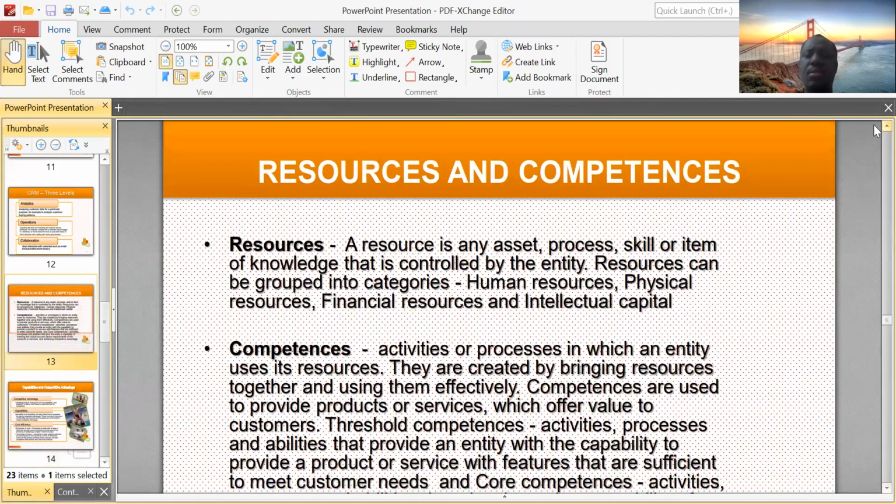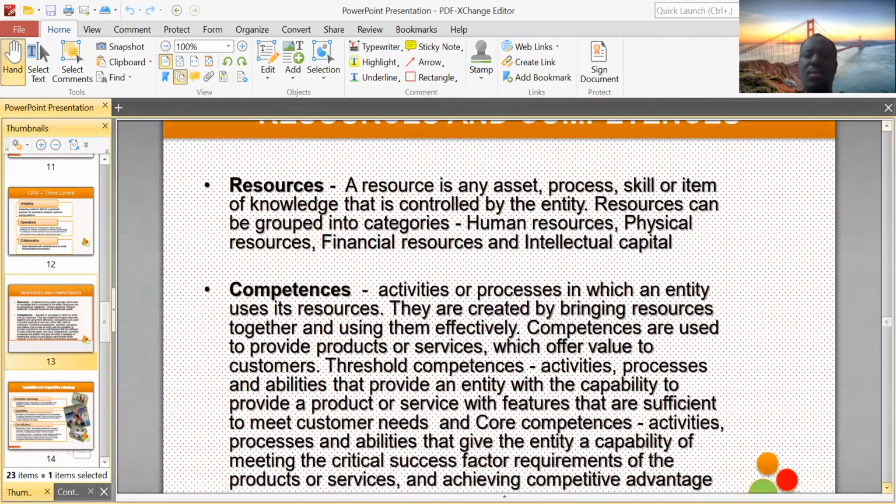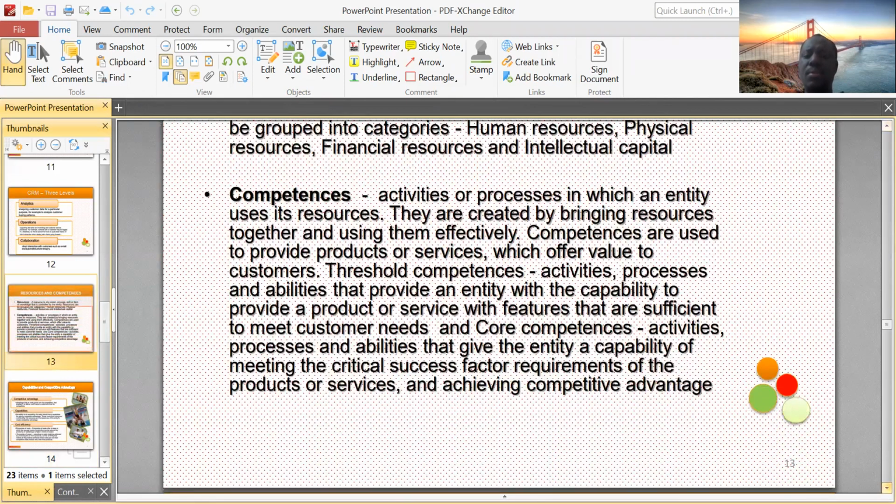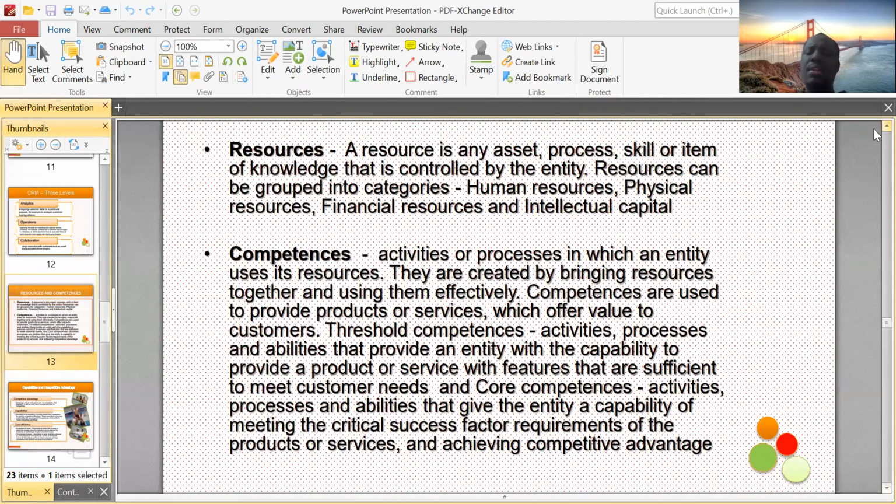So when we say a resource, it is simply any process or skill that is controlled by the entity. Keyword is controlled. You don't have a resource if it's not controlled by you. So resources can be grouped into human resource, physical resource, intellectual resource, financial resource. All these are resources, and organizations really need resources to deliver value. That's the whole point. You need resources to deliver value.